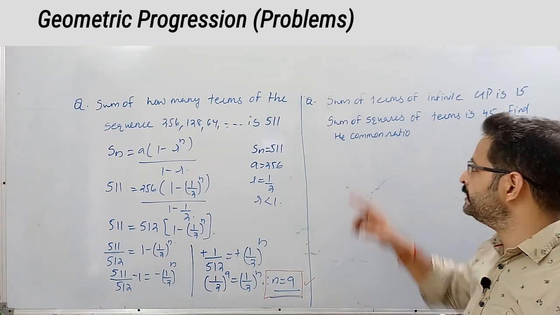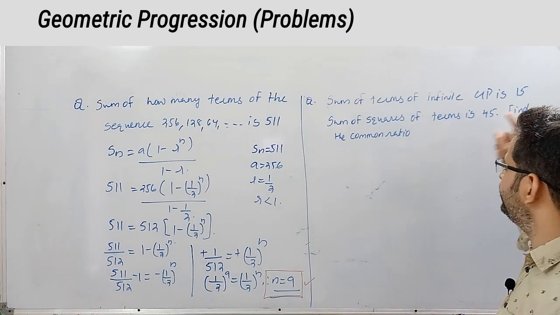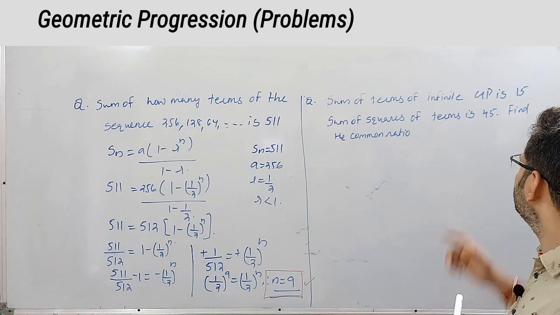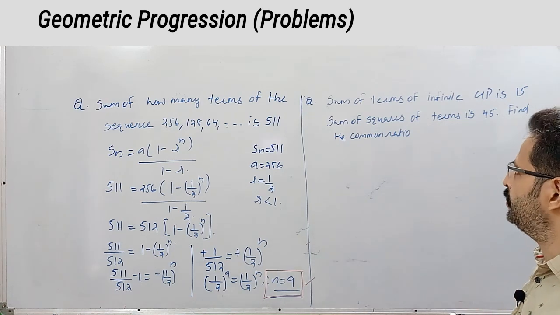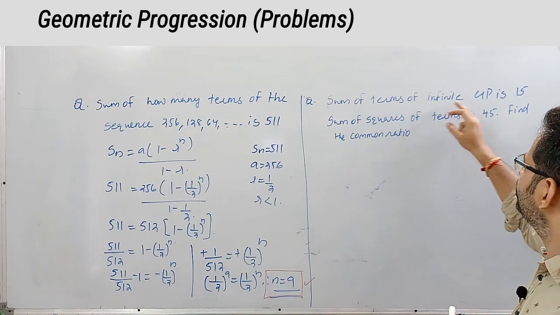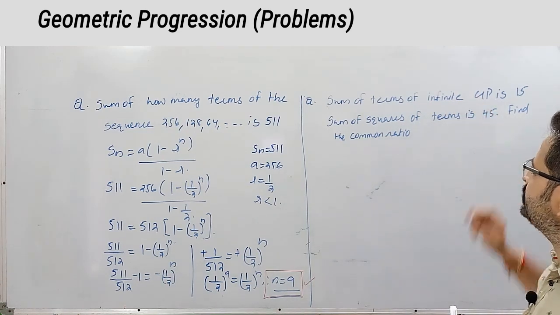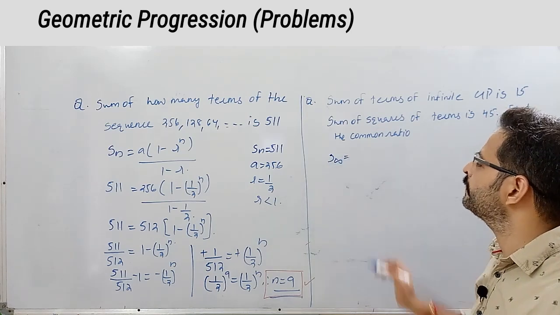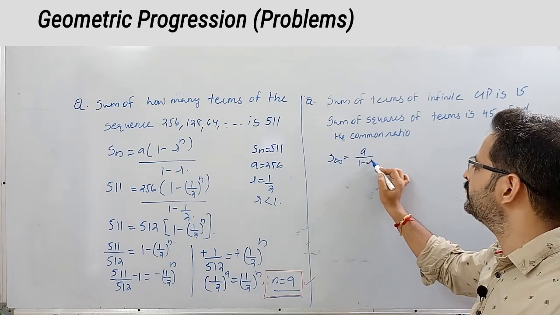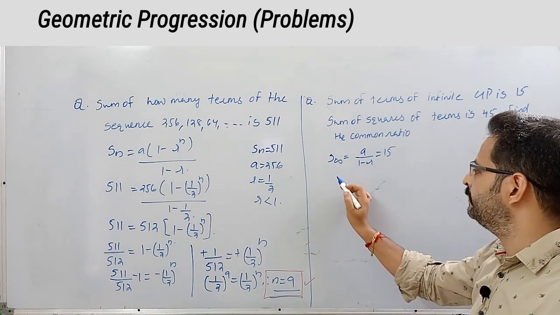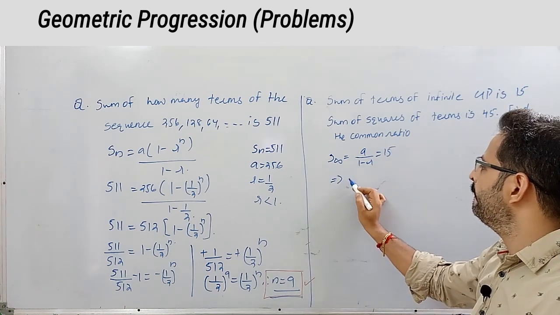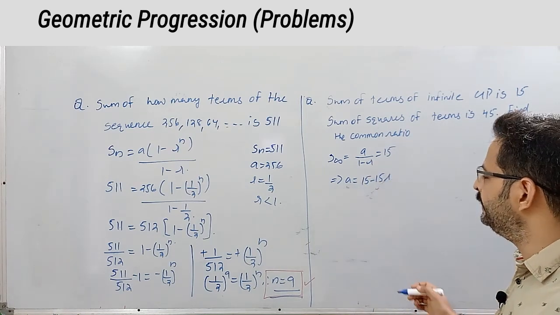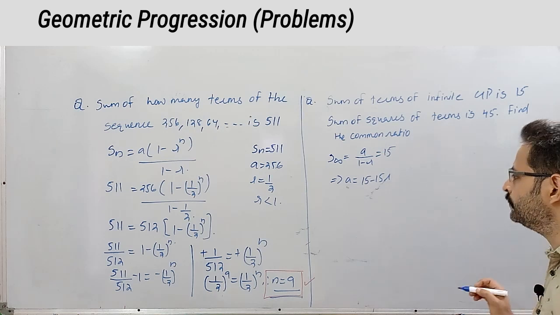Now consider the next question. The sum of terms of an infinite GP is 15 and the sum of squares of terms is 45. Find the common ratio. Sum of terms of infinite GP is 15. Sum of infinite terms of GP formula: A divided by 1 minus R equals 15. That implies, cross multiplying, A is equal to 15 minus 15R.